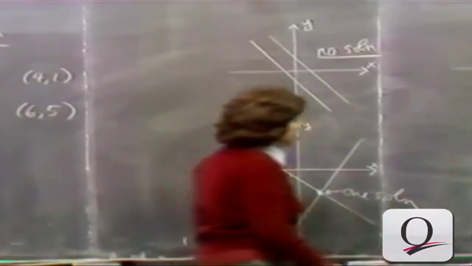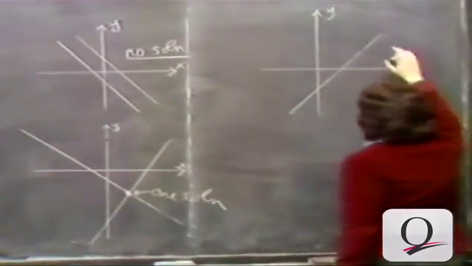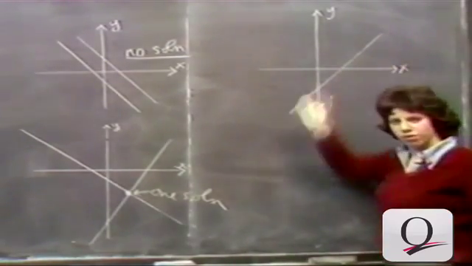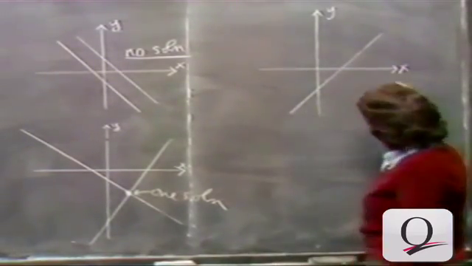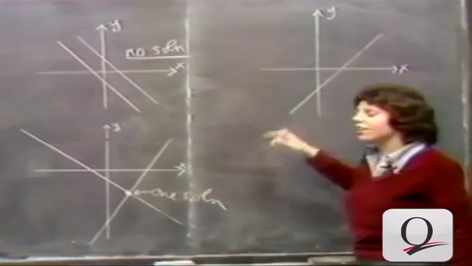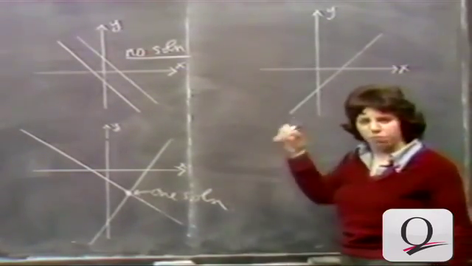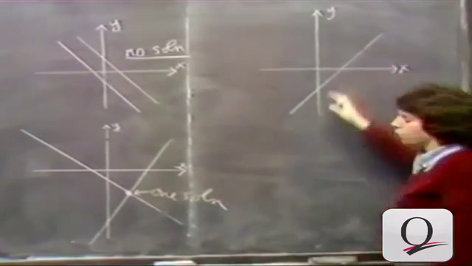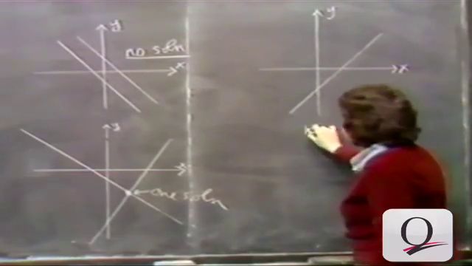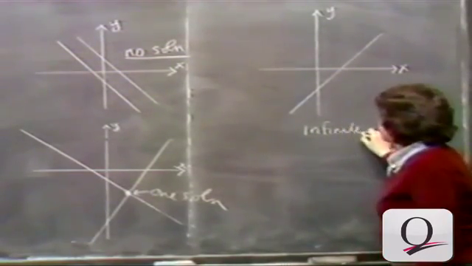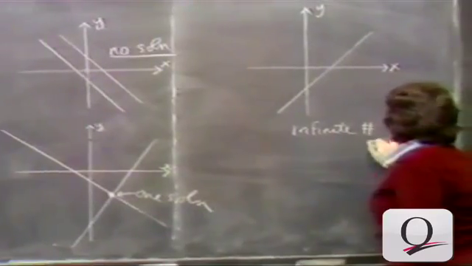On the other hand, if the two lines are coincident, if one line exactly falls on top of the other line, then every point on the line satisfies both equations. It's on both of the lines. Every point on the line is a point of intersection, and there would be an infinite number of solutions.